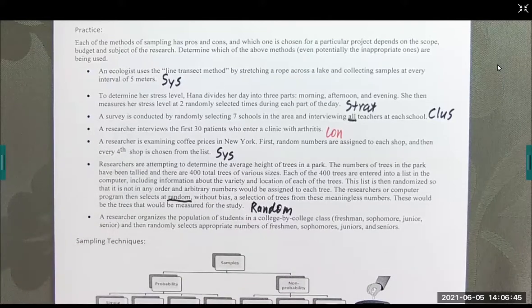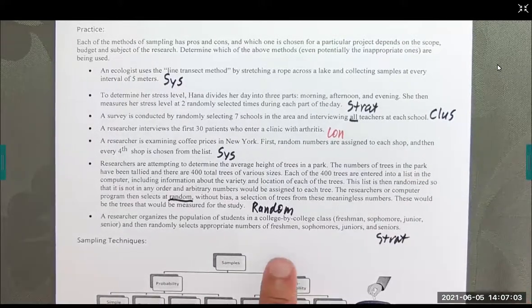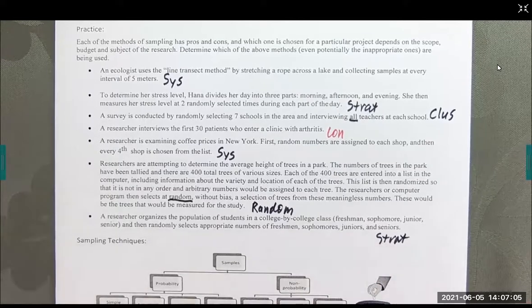Last one. A researcher organizes the population of students in a college by college class: freshman, sophomore, junior, senior, and then randomly selects appropriate numbers of freshmen, sophomores, juniors, and seniors. This is stratified because they're broken up into meaningful pieces, and then only some from each group are selected.